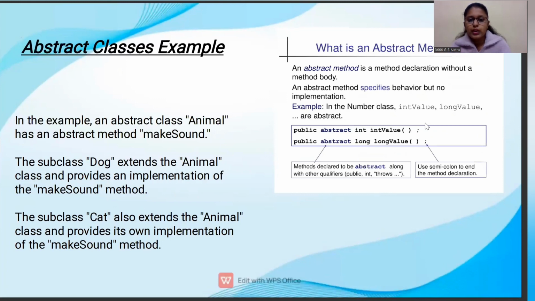In the example shown in the figure, an abstract class Animal has an abstract method makeSound. The subclass Dog extends the Animal class and provides an implementation of the makeSound method. The subclass Cat also extends the Animal class and provides its own implementation of the makeSound method. An abstract method is a method declaration without a method body. An abstract method specifies behavior but no implementation.